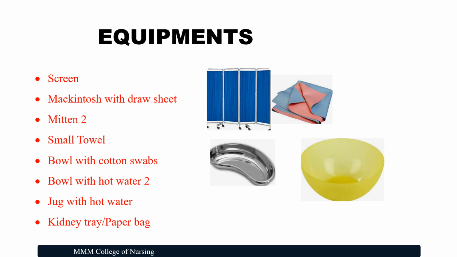These are the equipment we have to use for breast care. Screen, needed for the privacy of the mother. Macintosh with the throw sheet that we have to keep under the mother's chest. Mitten, two, because for each breast we are using one mitten. And a small towel to cover the breast.